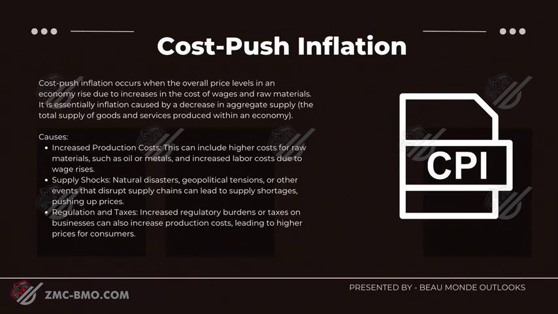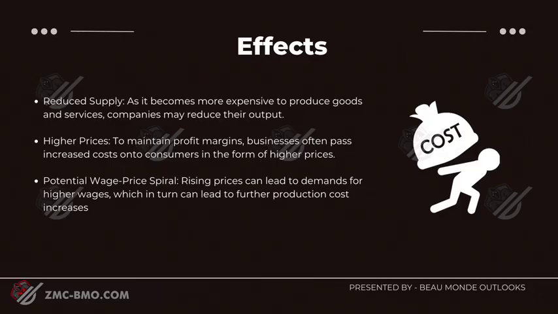Now, all of this leads to one thing. If there are increased production costs, if there are supply shocks, if there is a change to regulations and taxes, businesses, instead of soaking this up and taking the hit on their profits, cost push this onto consumers. Now, the effects of this are simple.